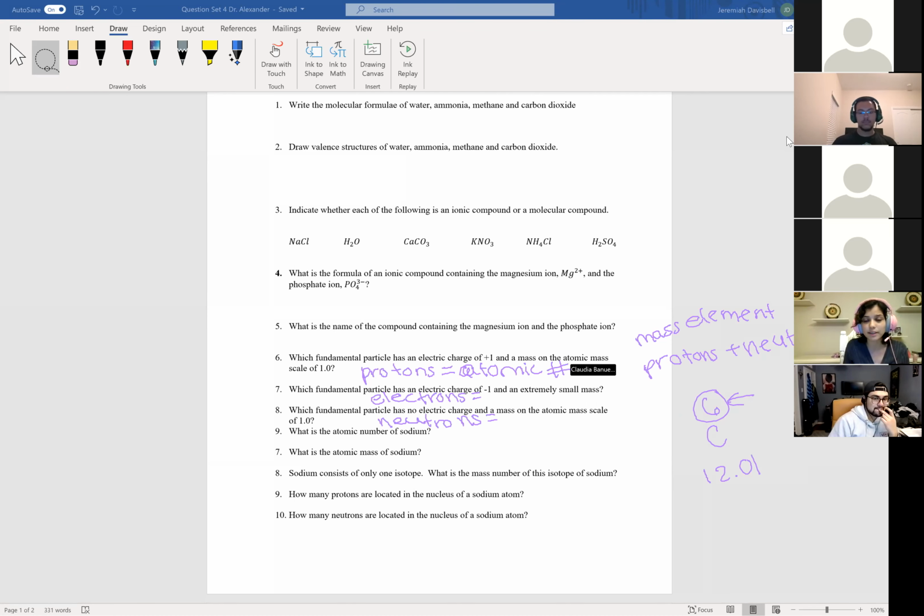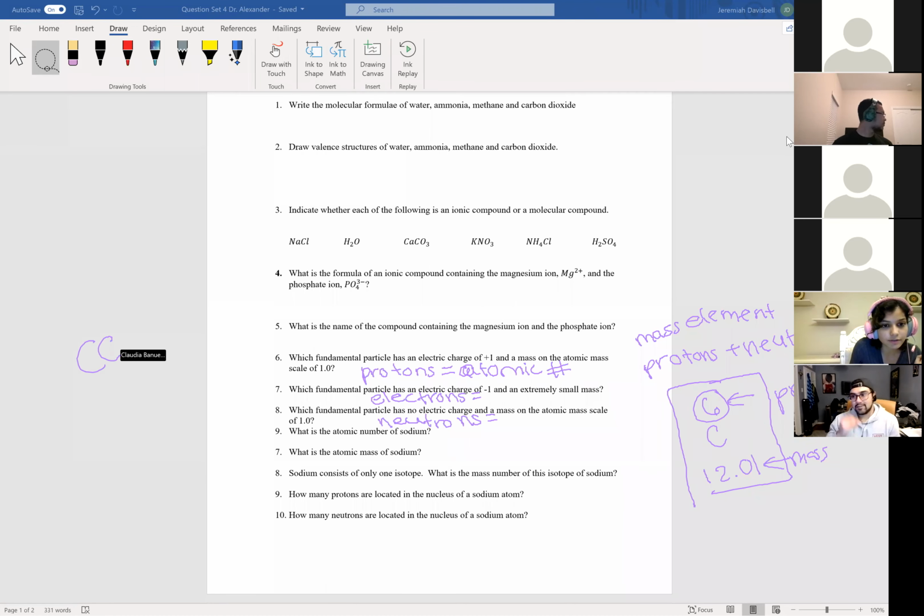So if the exam tells you something like, give me the atomic number of oxygen, just know that is referring to protons. I've seen it before on past exams where Dr. Alexander puts it in a different way. You can see in your periodic table that this gives you the protons or the atomic number, and over here gives you the mass, right? But you could also see it another way, which looks like this.